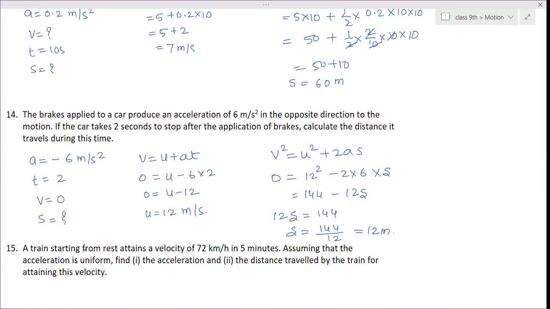Ma'am, should we do question number 15 now? Yes, that is the last question of the worksheet. We will complete and leave.